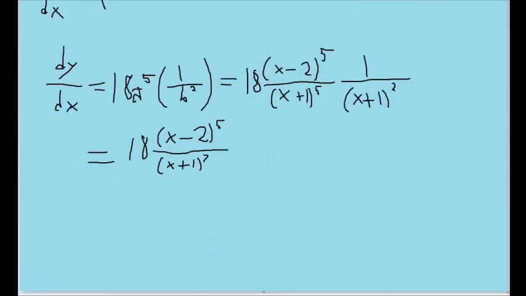And now you can plug in whatever value you have given for x, and you'll be able to find the derivative of the function at a particular value.